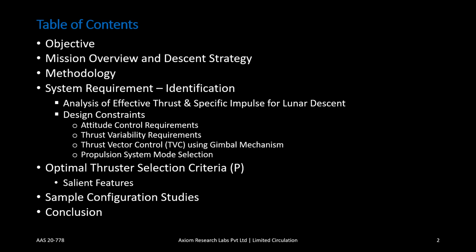I will take you through the objective, an overview of the mission and design strategy, methodology, system requirements identification involving effective thrust and ISP studies, and design constraint studies like attitude control requirements, thrust variability requirements, etc. We propose a set of optimum thruster selection criteria and give justifications for their salient features. We perform a study for a sample configuration and conclude.